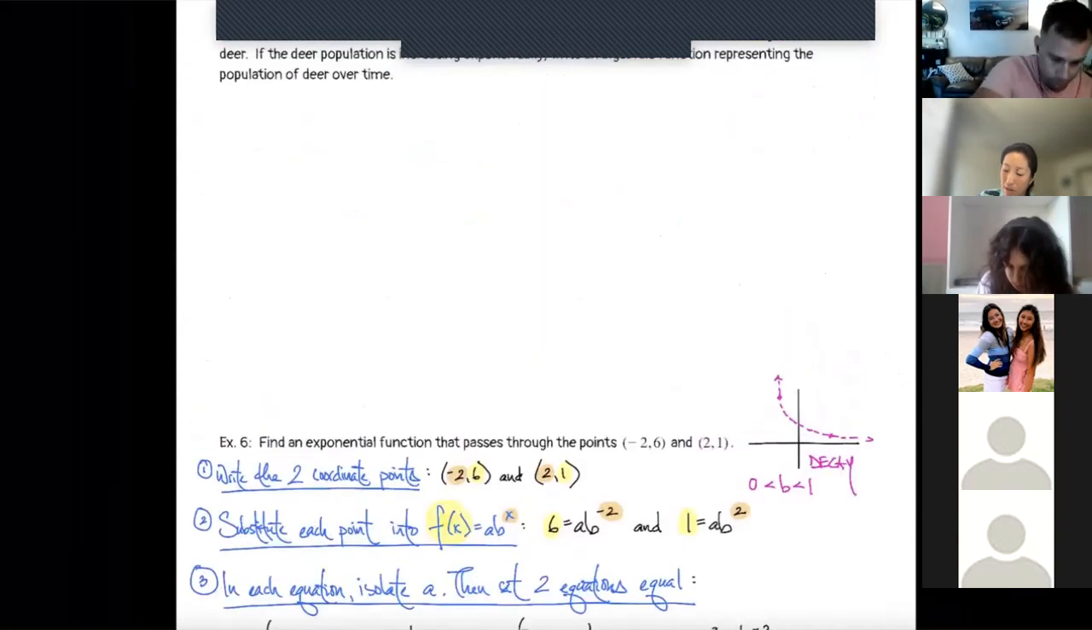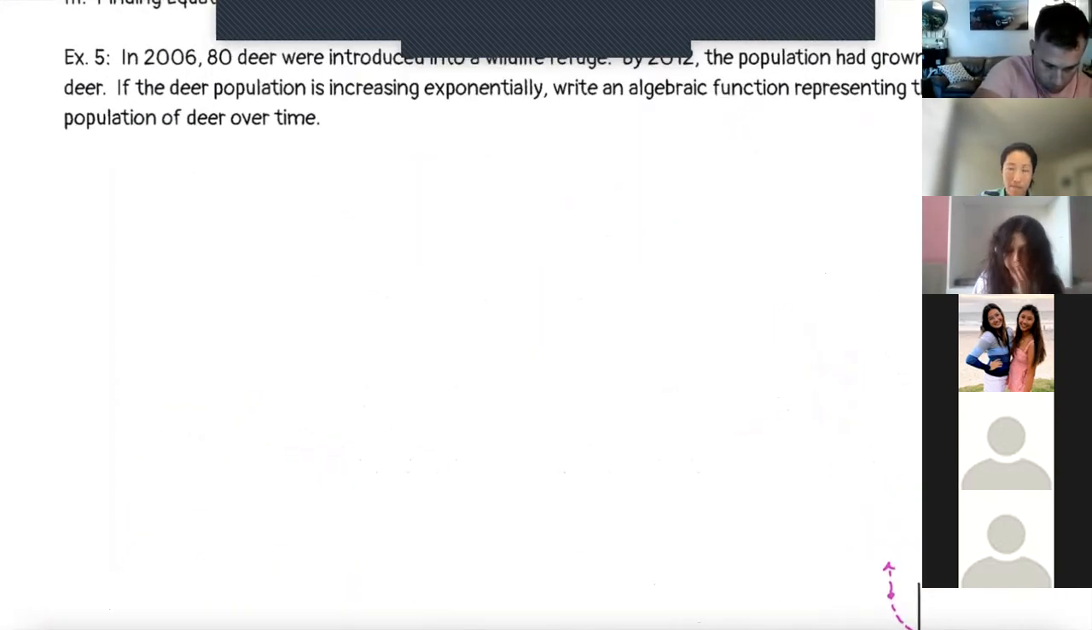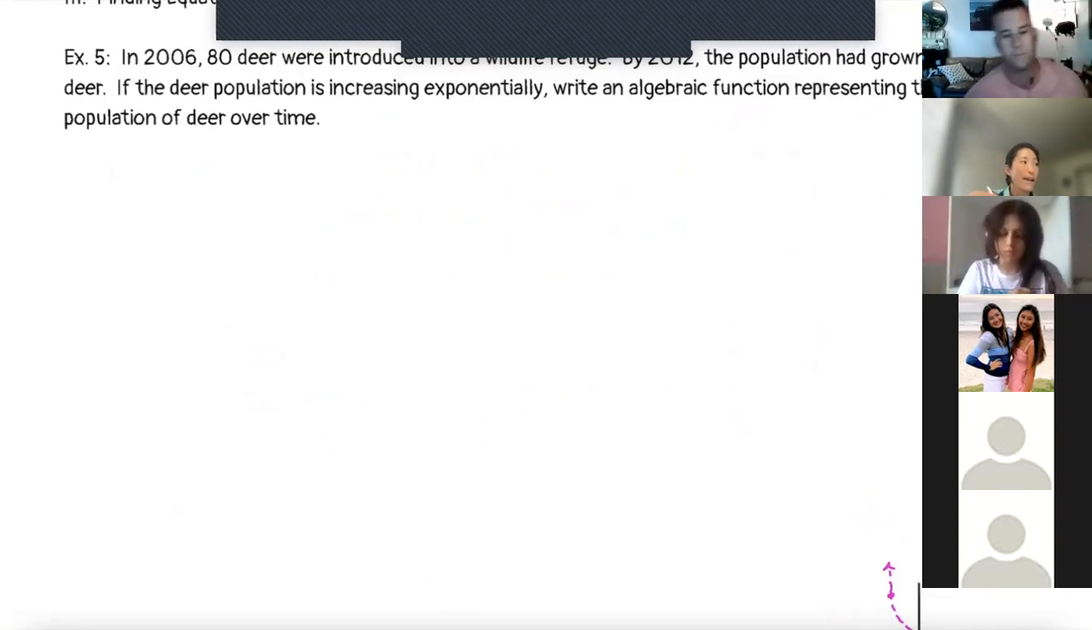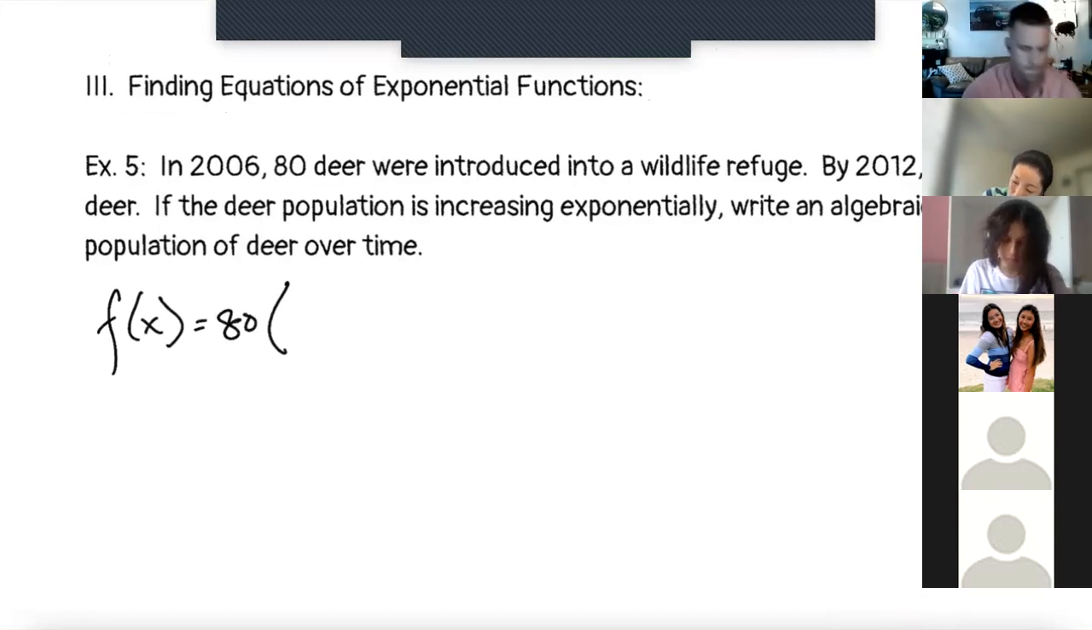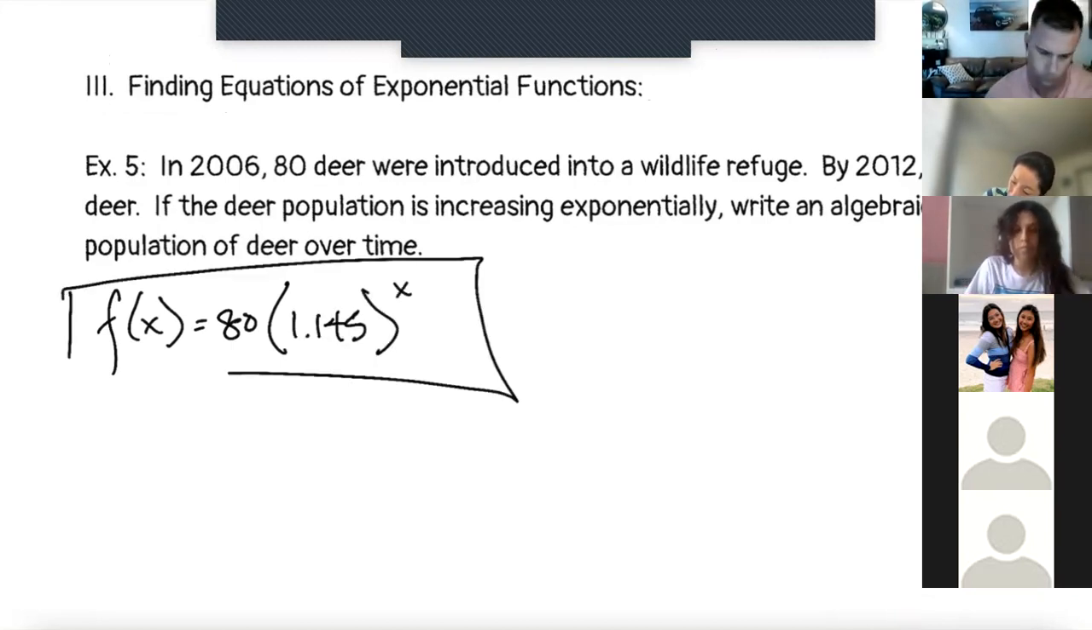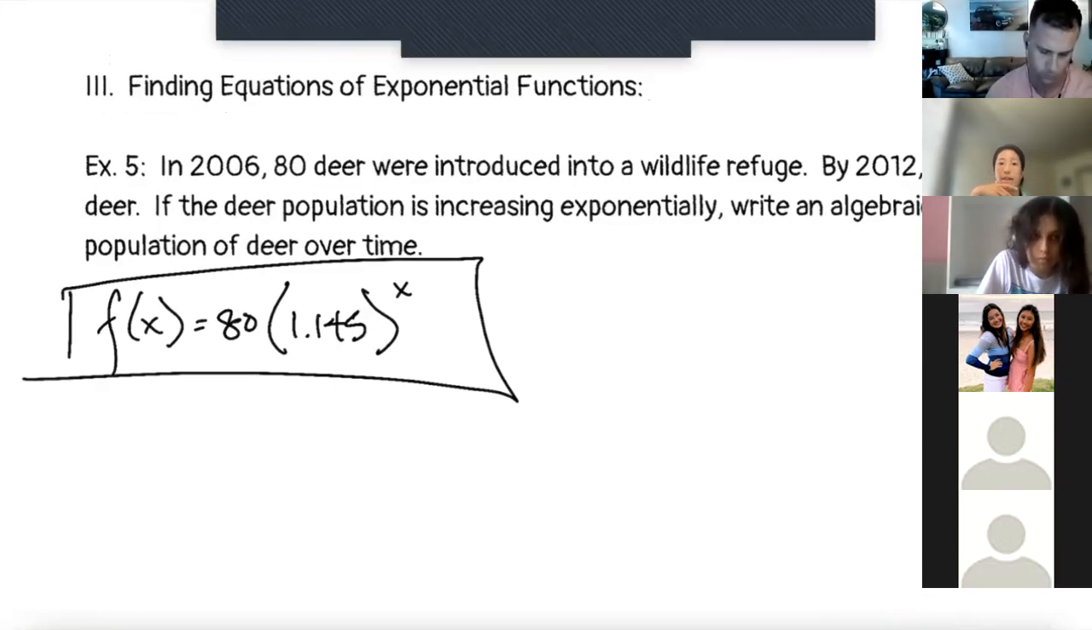We're not going to go over example 5. But what I will do is write the answer for number 5. If you felt like you could really practice this process again, like the one we just did for number 6, use those 5 steps, I bet you'll be able to get the answer for number 5, okay? So I'm just going to write the answer here. F of x should equal 80 times 1.145 to the x. Okay. F of x equals 80 times 1.145 to the x.